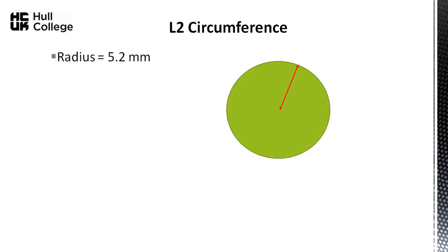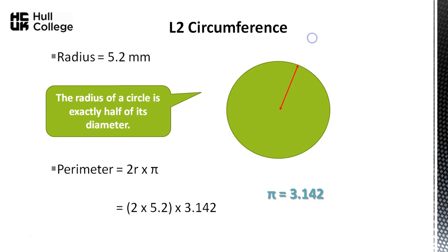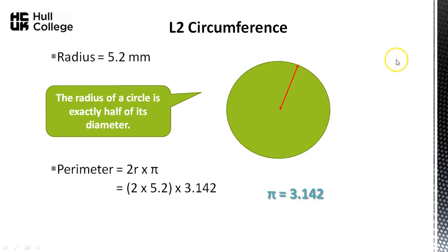So, if we have a radius of 5.2 millimetres, the perimeter will be 2r times pi. Pi is 3.142. So to work this out, 2 times the radius first. So 2 times 5.2. Then you calculate that answer and multiply it by 3.142, which gives you the answer 32.67 millimetres. Remember, the radius of a circle is exactly half of its diameter.